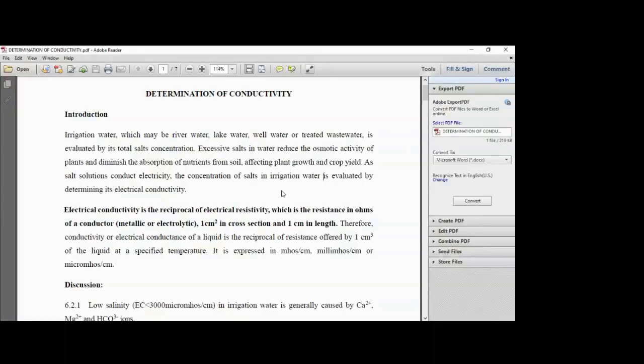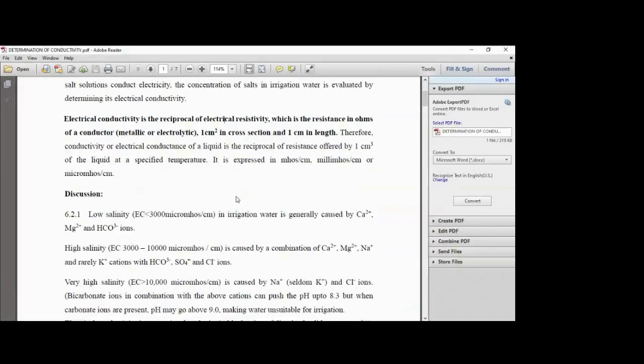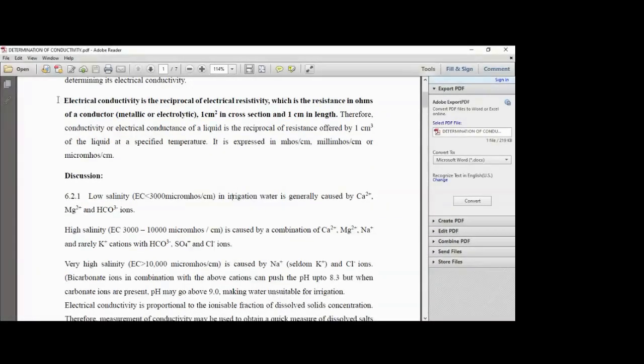TDS can be because of many things. Total dissolved solids can come from many things, right? But if you have to find out specifically the salt concentration, we can do that, and it can be related to the irrigation water. And whether that irrigation water is to be used or not depends solely upon the concentration of the salt. Now, how can we define electrical conductivity?